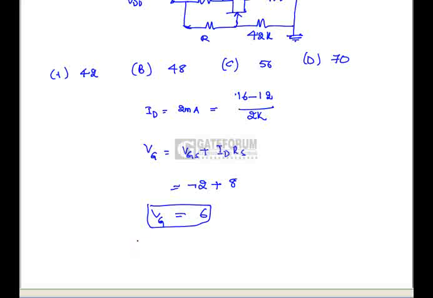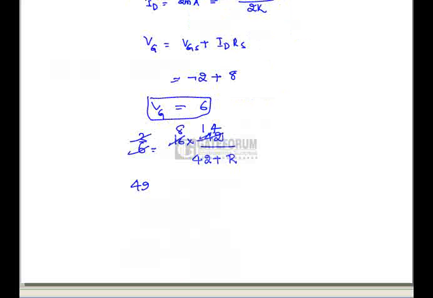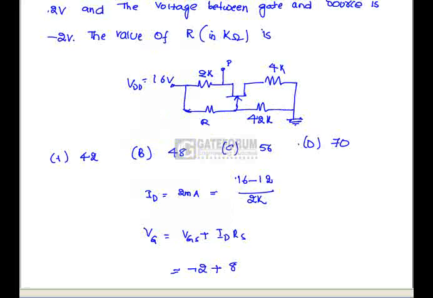Now 6 volts equals 16 into 42 divided by (42 plus R). So 42 plus R equals 112. So R equals 112 minus 42, which is equal to 70 kilo ohms. Hence option D is correct.